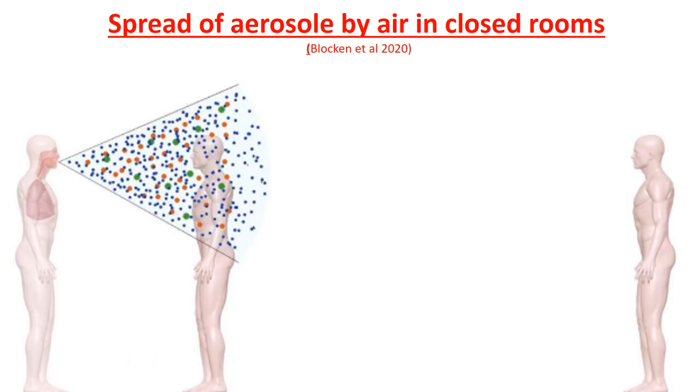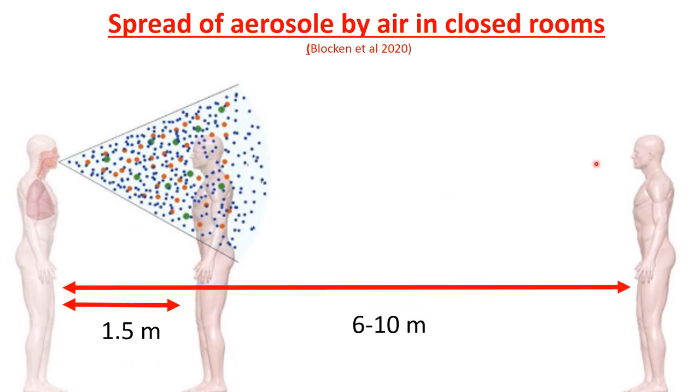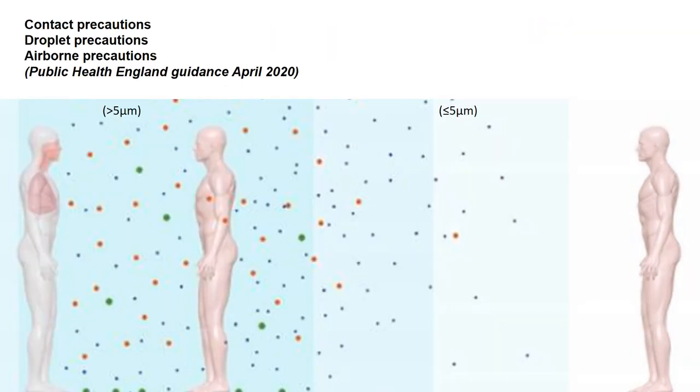Spread of aerosol by air in closed rooms. If an infected person coughs in front of a non-infected patient, and there is distancing of about 1.5 meters, the aerosols need a couple of minutes to reach the non-infected person. And it will take around 15 minutes to reach another person who is about 10 meters away. After that, the aerosol will spread in the air of the closed room.